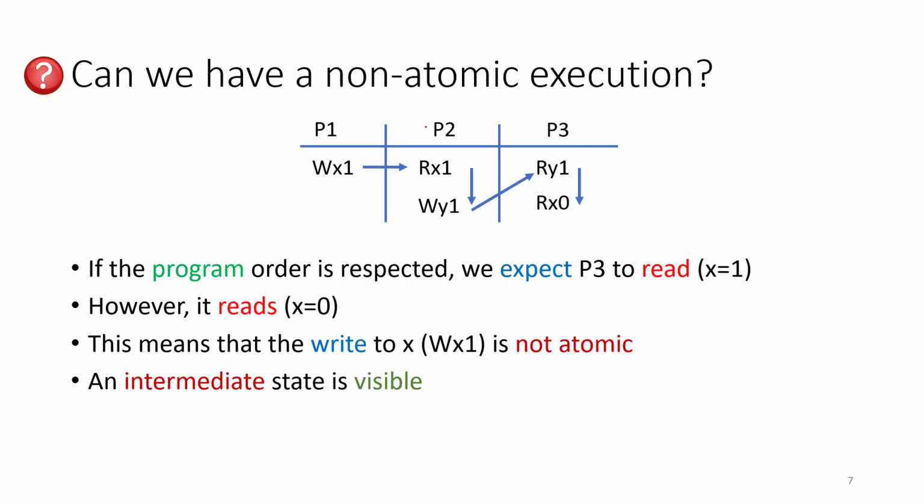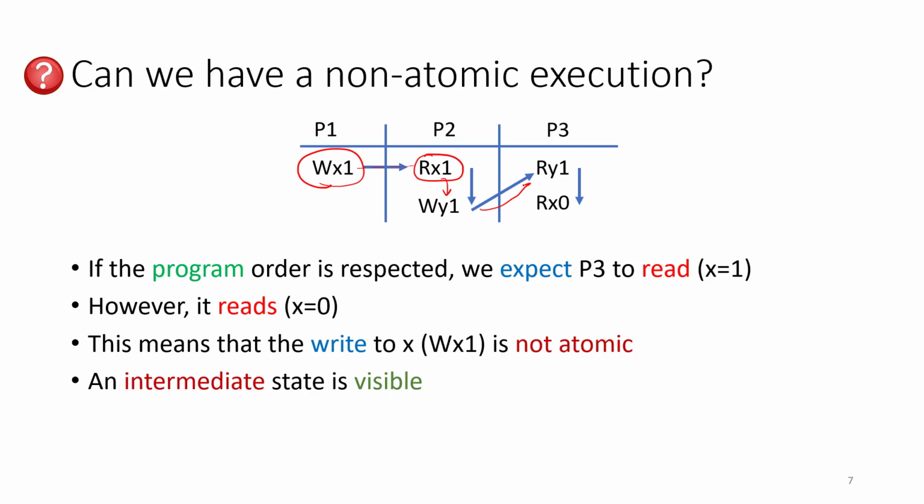So, can we have a non-atomic execution? Well, we can. Let's assume we have three processes and you write 1 to x. Process 2 reads x and it sees that the value is 1. So this is fine. You can see that there has been a data transfer like that. And then assume that you respect program order, in the sense you finish this operation and then you do this. So after reading x is equal to 1, you write y and you write the value of 1 to y.